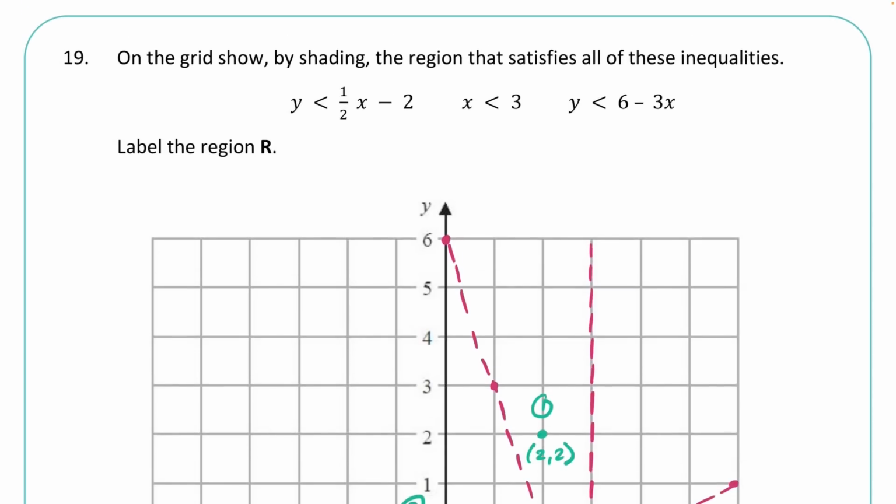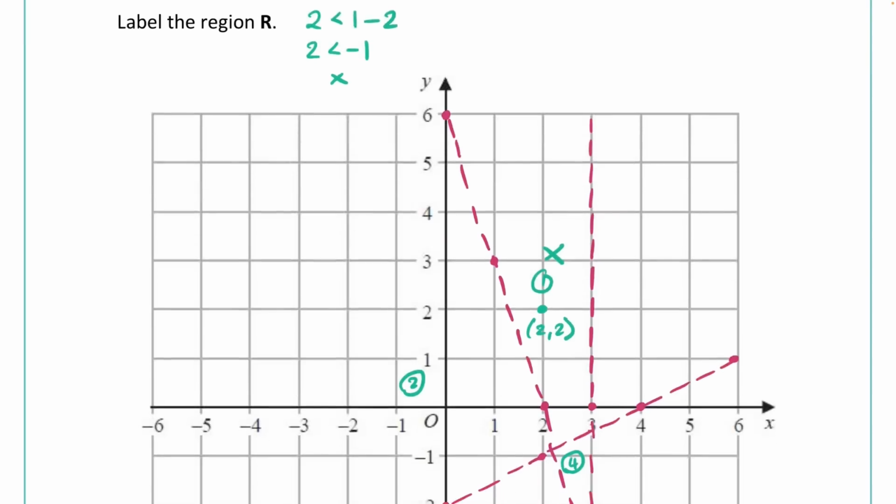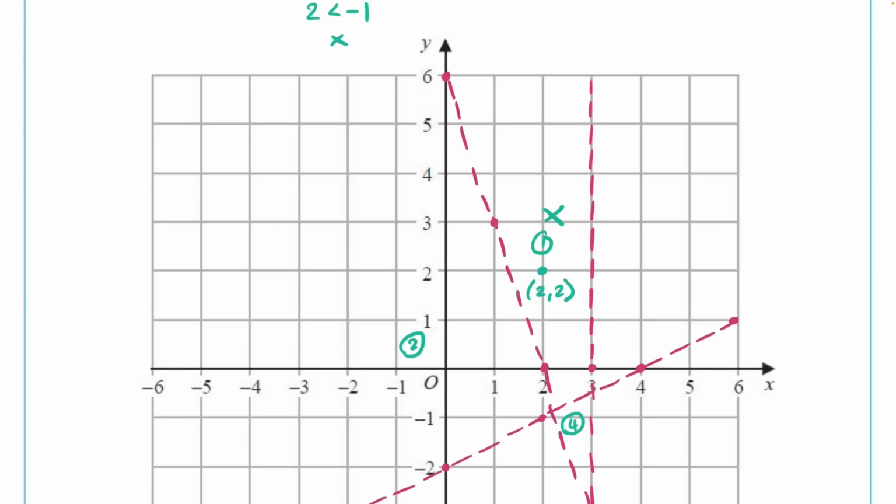So for the first one, y is 2, so is 2 less than half of 2, which is 1, minus 2? Is 2 less than negative 1? Well, the answer to that one straight away is no. So region 1 is out of the question, it's not region 1. So we'll find another coordinate and we'll test that one.